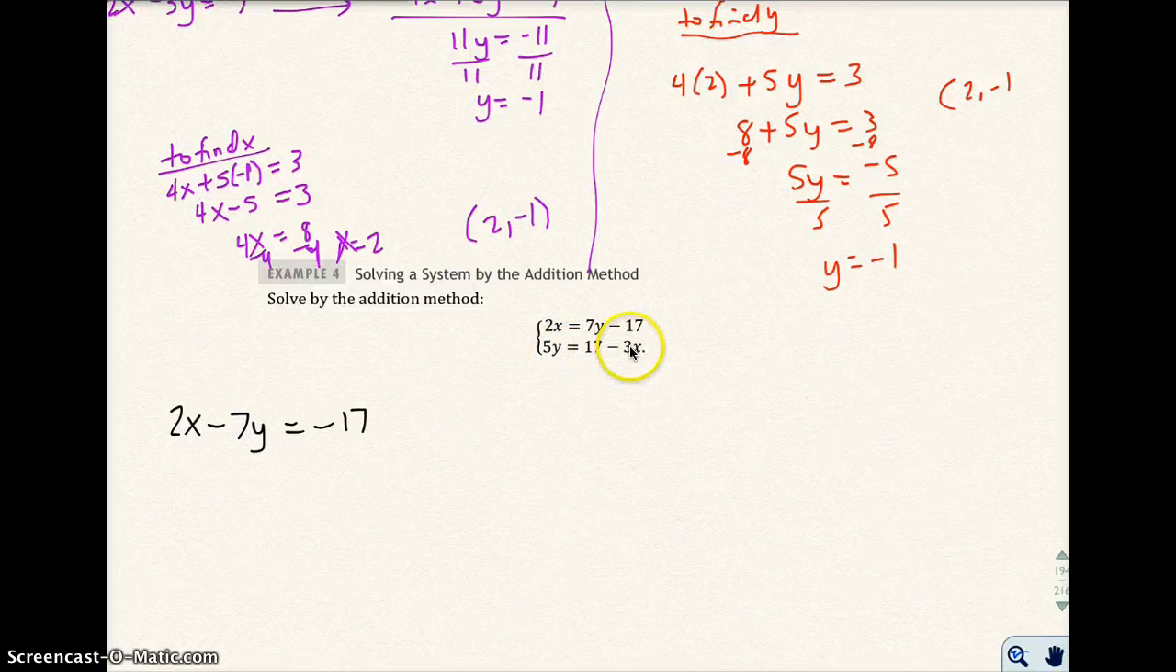Now here I want to get the 3x on this side, so I'm going to add 3x to both sides, so I end up getting 3x plus 5y, which is positive, that's going to equal 17. Okay, so now at this point you have to decide whether you want to eliminate x or eliminate y. If I want to eliminate x, I would multiply the top one by -3 and the bottom one by 2. That would give me 6 and -6 up here. If I want to eliminate y, I would multiply the top one by 5 and the bottom one by 7. Okay, so it doesn't matter what you do.